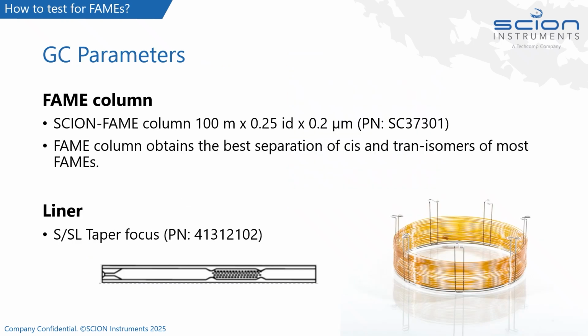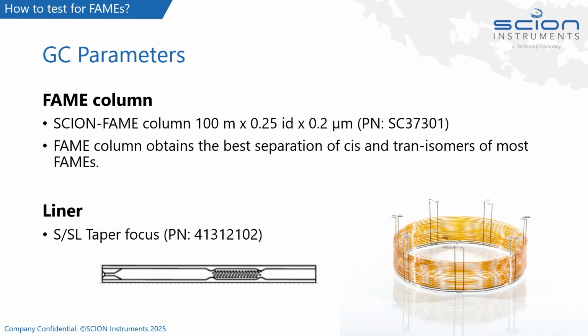So the GC parameters are really important, as this is what allows you to achieve the desired resolution and separation for your target compounds. For this application, we decided to use the application-specific SCION FAME column, and we employed a very slow oven ramp. These two things combined allowed us to achieve the best separation of the cis and trans isomers for the FAME compounds, which is so crucial for olive oil analysis, as we're able to detect whether it's been adulterated in some way by the comparison between cis and trans.